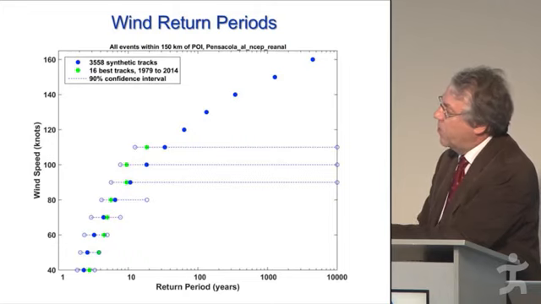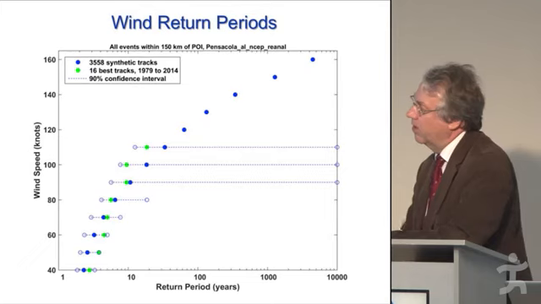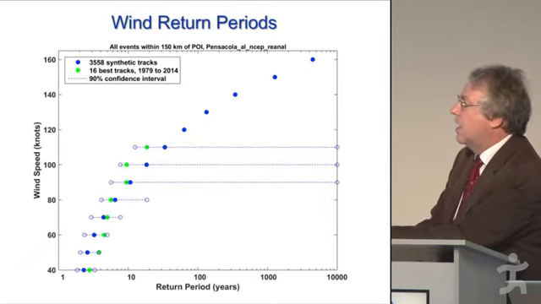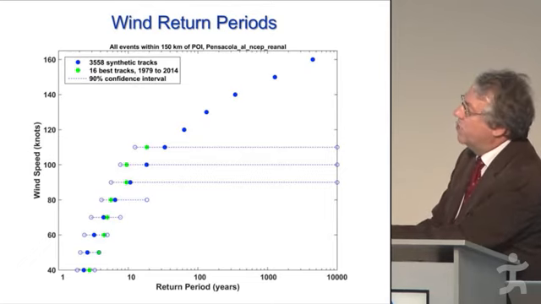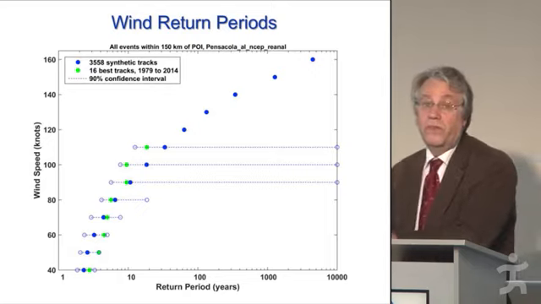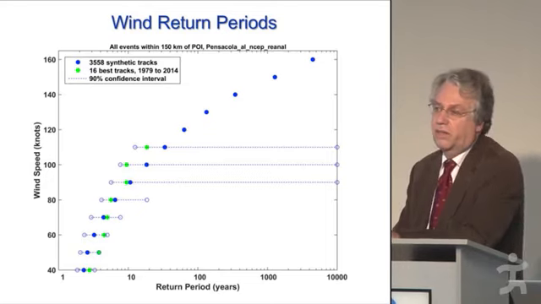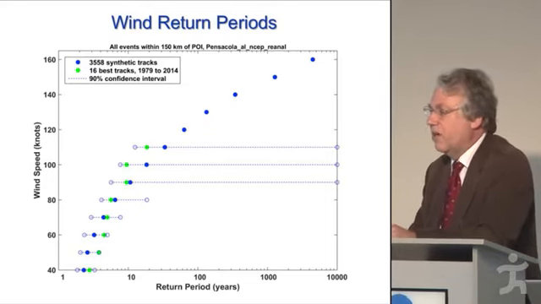You don't have to focus too much on these dashed lines, but they show you the probability that the historical event should lie within the synthetic events if they were drawn from the same distribution. So a storm the size of Ivan, which was about 125 knots at landfall, is something that, based on this technique, you might get once a century. So Ivan was, we think, about a 100-year storm.